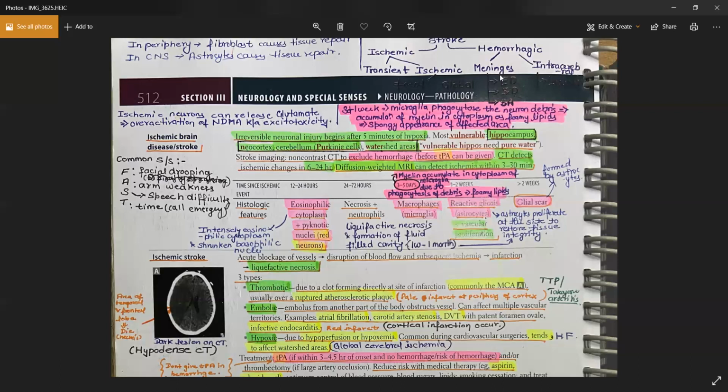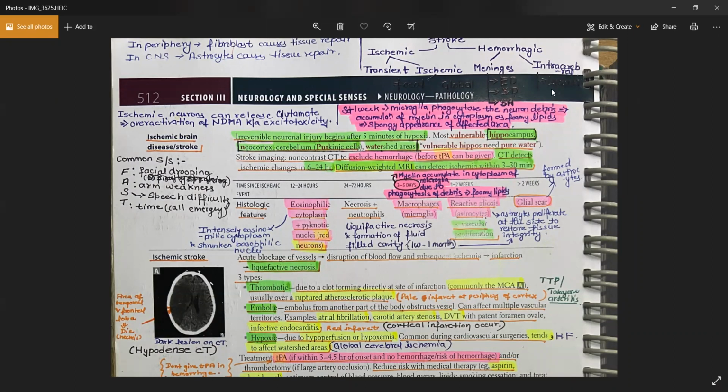So hemorrhage can happen in the epidural space, in the subdural space, and in the subarachnoid space, and that is known as the meningeal hemorrhage. Then you have the intracerebral hemorrhage, or you can say an intraparenchymal type of hemorrhage. Whenever these lacunar vessels, which are the vessels supplying the deep structures of your brain, the parenchyma of your brain, rupture, the deep structures will suffer, and this is known as the intracerebral hemorrhage. Any doubts so far?